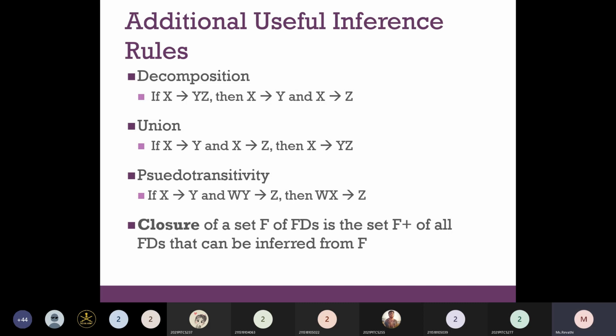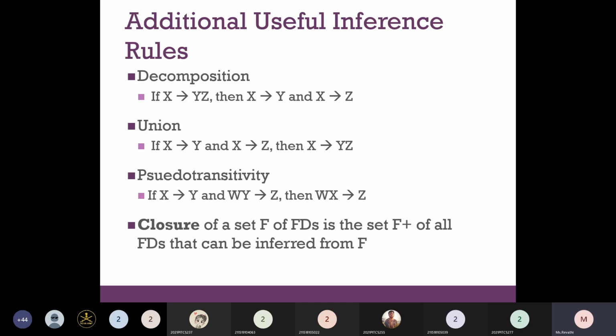So if there exists a dependency between X and YZ, we can decompose this into two tables retaining the functional dependencies X determines Y and X determines Z. So without losing the data, we can decompose this single relation into two relations by applying the inference rule. Then next comes union. Suppose we have dependencies X determines Y and X determines Z, then we can use X to determine the value of YZ. So that is union.